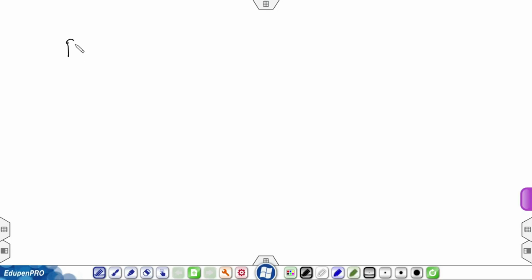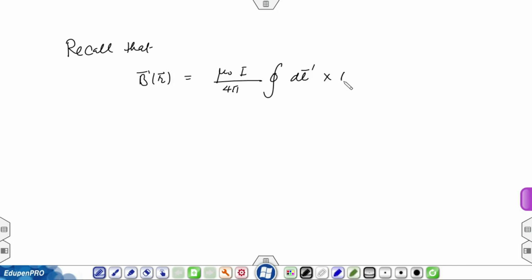Recall that we had B(r) equals mu naught I over 4 pi integration dl prime cross (r minus r prime) over |r minus r prime| cubed in the previous lecture.